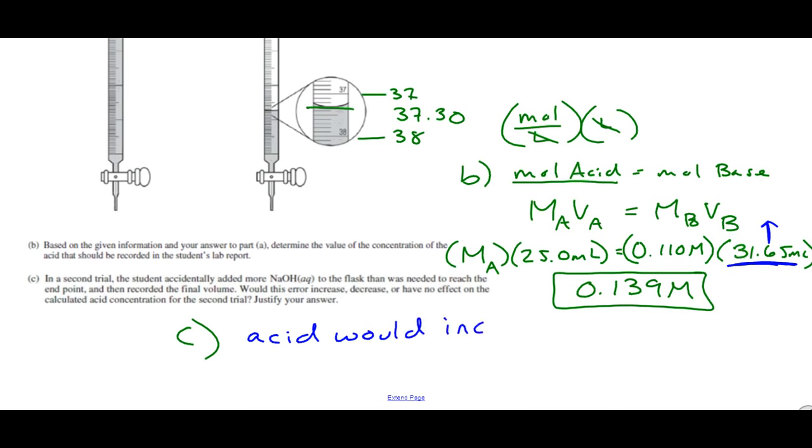And why? Because it would appear that it would take more base to equal the acid that was in that Erlenmeyer flask on the bottom. But if you're questioning it, you could literally just say, okay, now I have 40 mL, let me recalculate it, and then you can compare your new MA to the one that you already calculated, and you could have figured it out that way. So that's how you work a very simple titration problem.